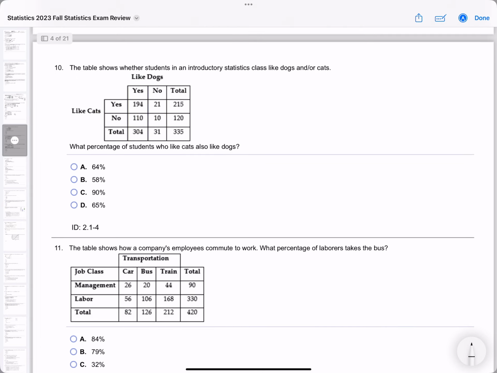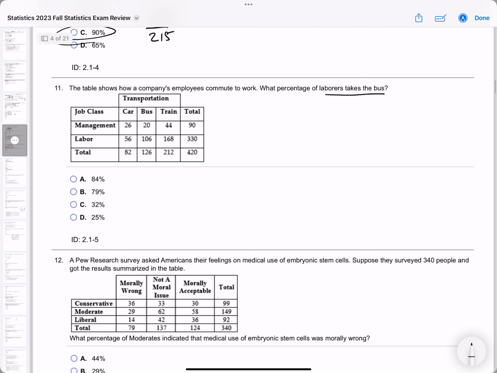This one's saying what percentage of students who like cats also like dogs. So I want the dogs over the cats: 194 over 215. 194 divided by 215 is equal to 90%. What percentage of laborers take the bus? So I look again at laborers who take the bus. Because I'm saying what percent of laborers, the laborers total is going to be my denominator of 330. Take the bus, 106. So 106 divided by 330 is going to be 32%.